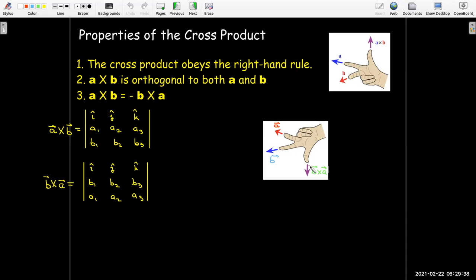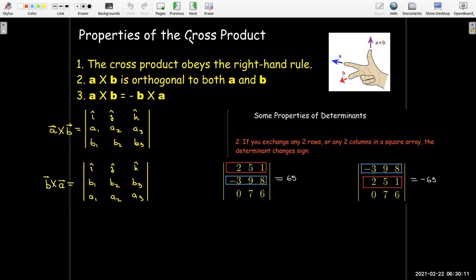We could also use a property that we learned about determinants. Now, A cross B, in our memory aid, we always put the first vector in the second row, and the second vector goes in the third row. So if I did B cross A, now my B components are in the second row and my A components are in the third row. They have swapped rows. We've interchanged the rows. Well, we saw that in our little video on determinants. One of the properties of determinants is that if you exchange any two rows or any two columns, the determinant changes sign. So our memory aid also helps us remember or establish this property, that if you change the order in which you take the cross product, you're going to change the sign on the cross product vector.